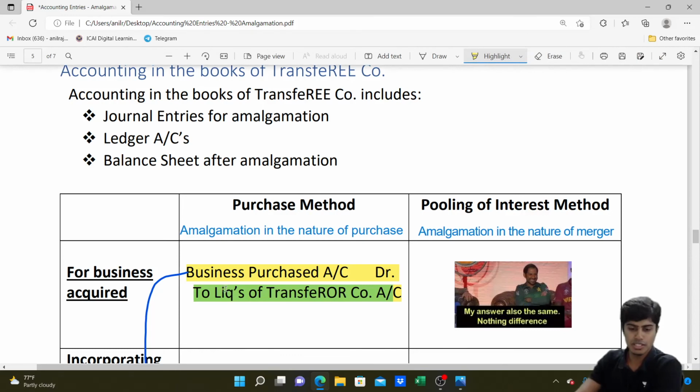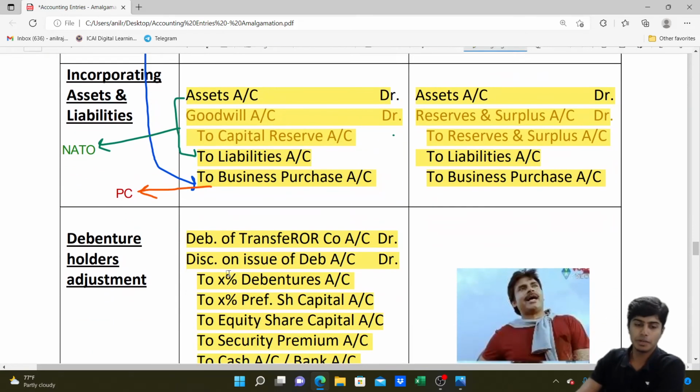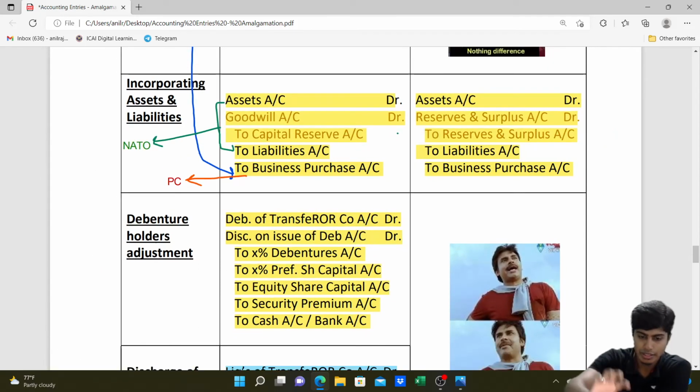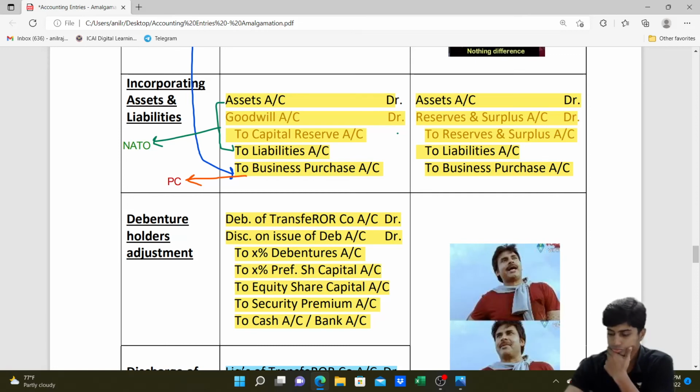I hope you took a note of this. Then incorporating assets and liabilities, what is the entry? Along with the entry for settling debenture holders. I hope you took the note of these two entries.